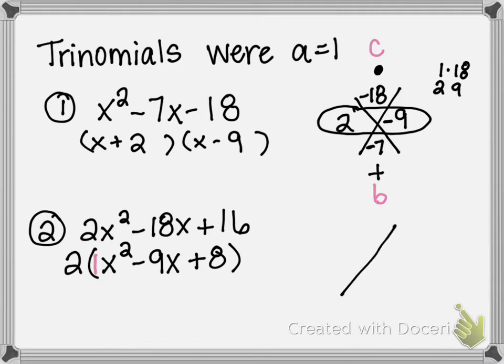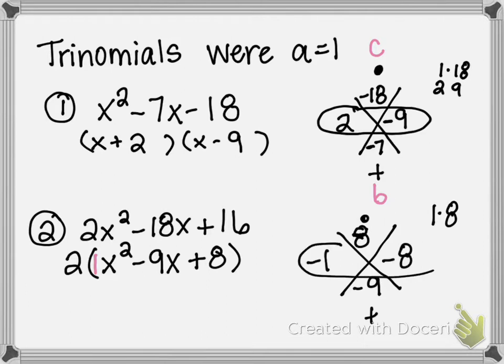So we're still going to do that x chart. So I need to multiply to give me positive 8, and I need to add to get negative 9. Well, 1 and 8 would have to work, but in order to make 1 and 8 work, we'd have to make them both negative. GCF is still part of the problem. So this is going to be x minus 1 and x minus 8.